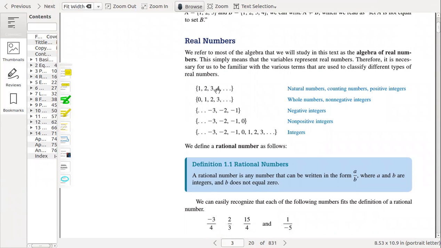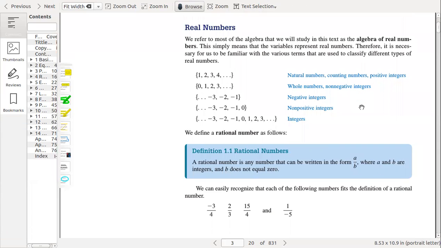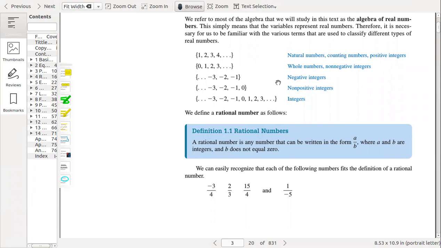The numbers 1, 2, 3, 4 are called natural numbers, or counting numbers, or positive integers. If we include 0 in the natural numbers, we get the whole numbers, or non-negative integers. If we include only the negative numbers, -1, -2, -3, we call them negative integers. If we include 0 with the negative integers, we can say non-positive integers. If we combine the negative integers, zero, and the positive integers or natural numbers, we have the set of integers.